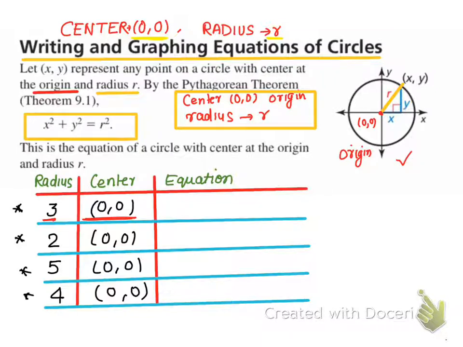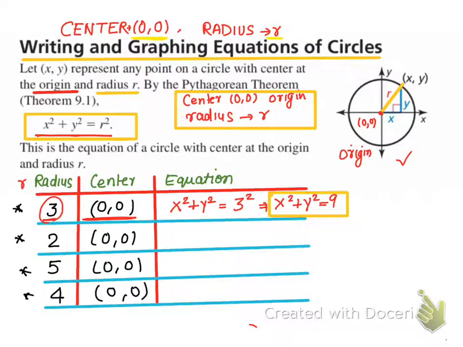You have to use this equation, x squared plus y squared equals r squared, where r is the radius. The radius is 3, so 3 squared, and when you simplify it, your answer is x squared plus y squared equals 9. That's your equation for the given circle, when your radius is 3 and your center is the origin.